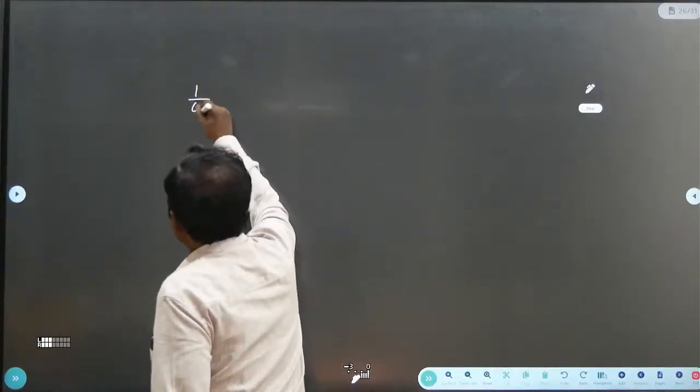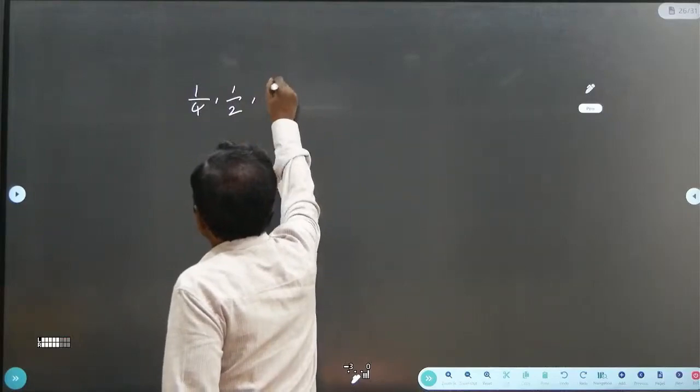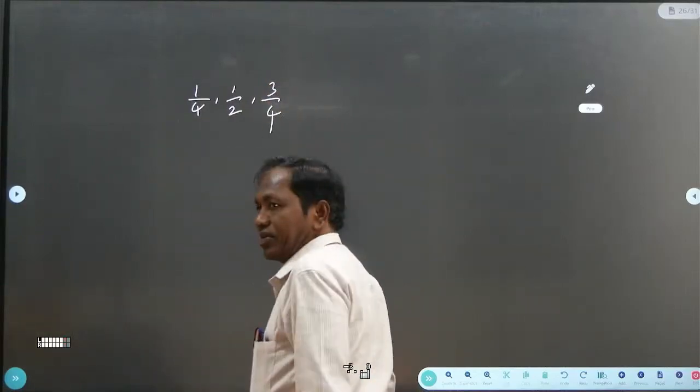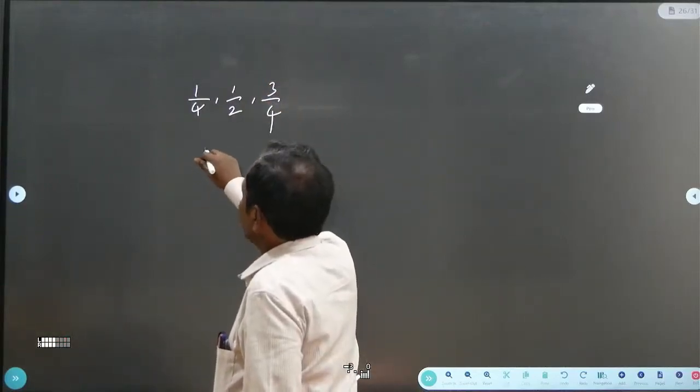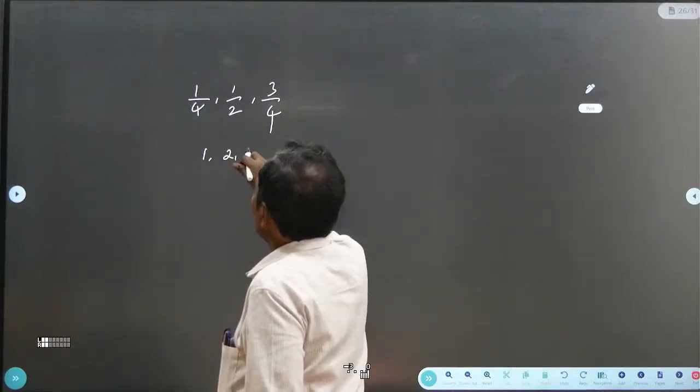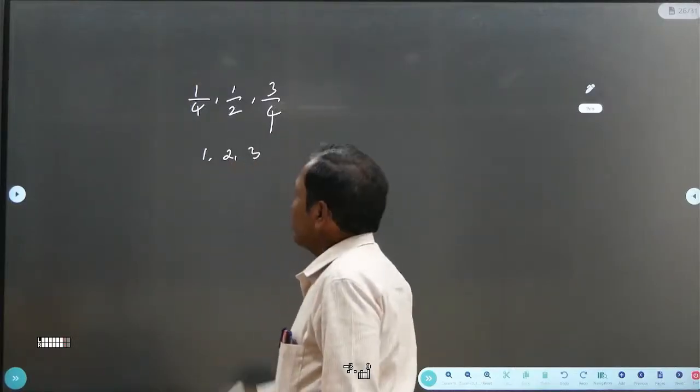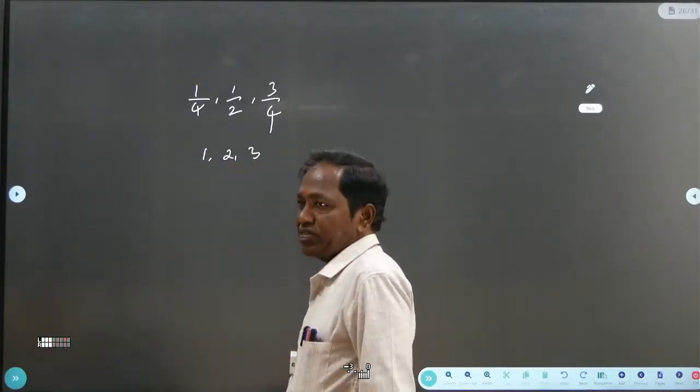1 by 4, 1 by 2, 3 by 4, gives the same question. By converting to natural numbers, we get 1, 2, 3. Now the HCF among these is 1.